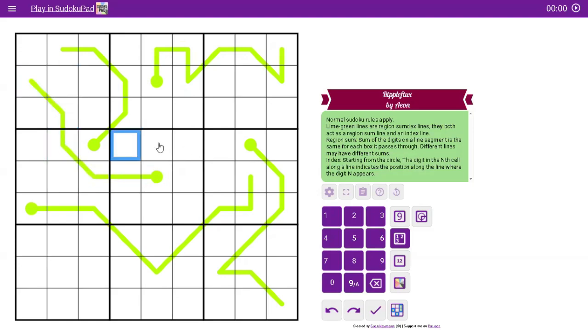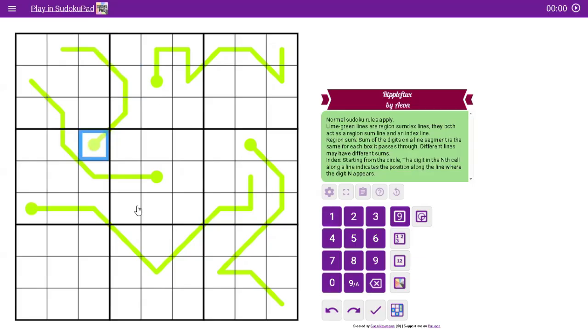Index. This is the first time I'm doing a puzzle on this channel with this rule set. Starting from the circle, the digit in the nth cell along a line indicates the position along the line where the digit n appears. That may sound complicated, but let's say this digit is a 4. This is the first position in the index line. So that's saying write 1 in the 4th position along the line. So the 1 would have to go there.